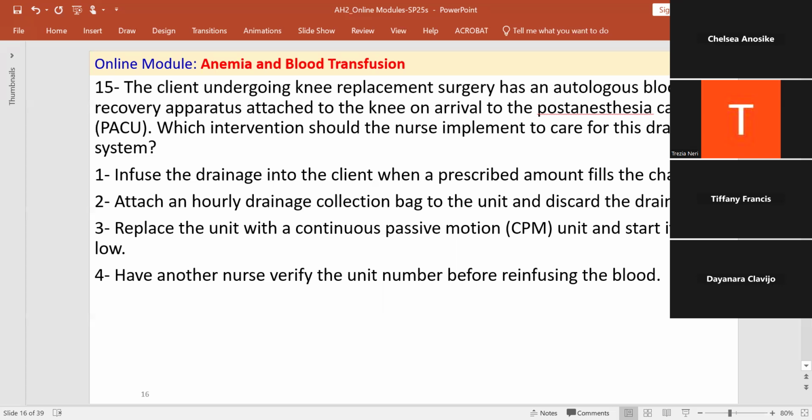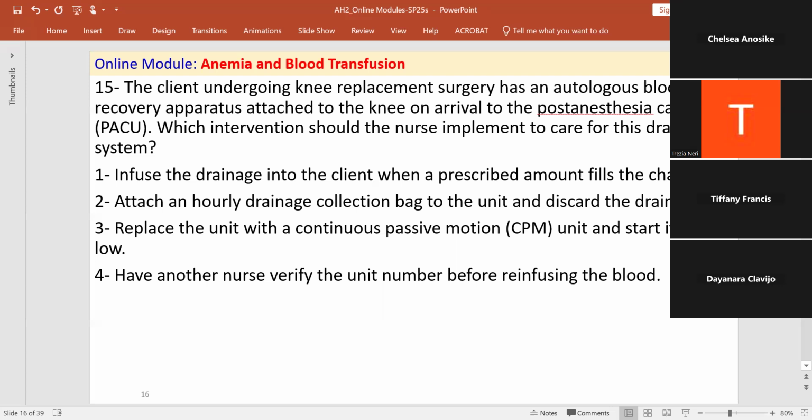Number 2, attach an hourly drainage collecting bag to the unit. Number 2 says the device itself is a measuring device. An hourly drainage bag is part of the urinary drainage system, not the blood. So this is different than the urine. Number 2 pertains to a different drainage system, that's the urinary system. And number 3, the PACU nurse, the nurse in the post anesthesia care unit, would not replace that system. It is inserted into the surgical wound.